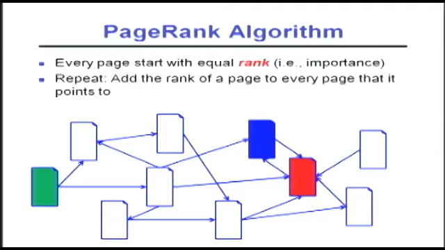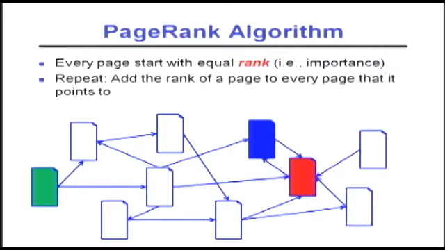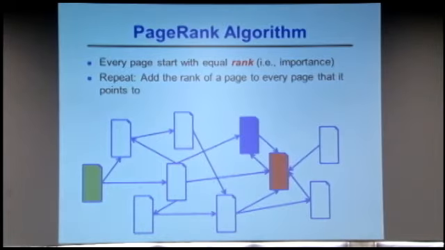So graphs come up a lot in computer science, and I want to spend the rest of my talk discussing graphs. So what's a graph? A graph is a mathematical object or a mathematical representation of a set of objects where some of these objects are connected by links. So for example, if every rectangle here is a web page and every arrow is a link from one page to another, then this is a graph where the objects are web pages, and there's a link between two web pages if one points to another.